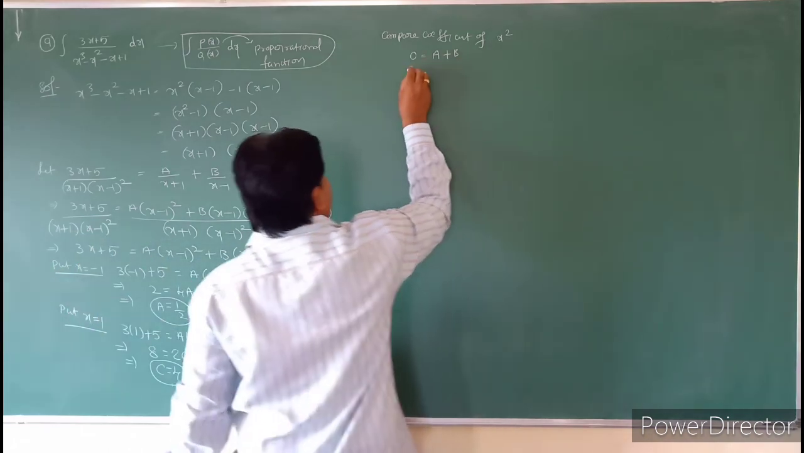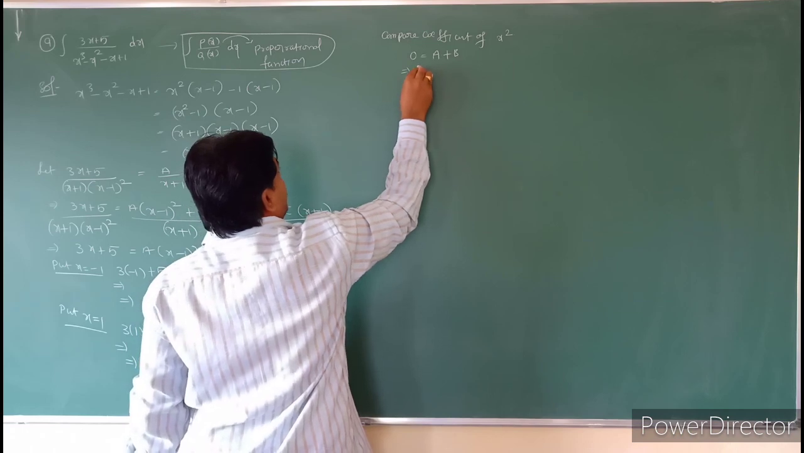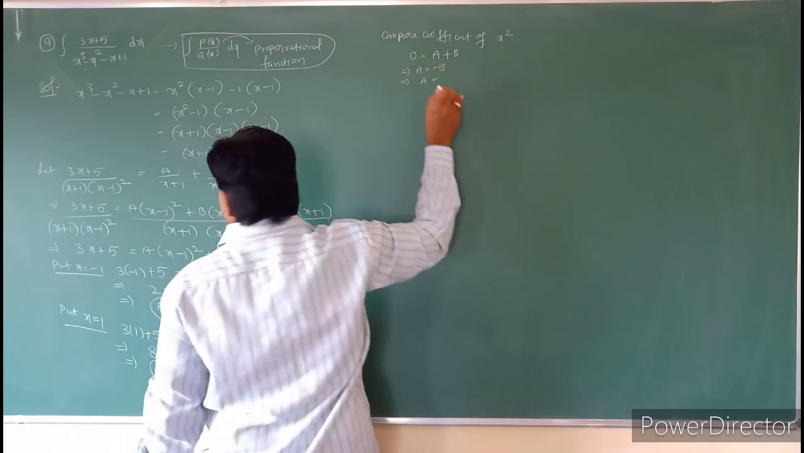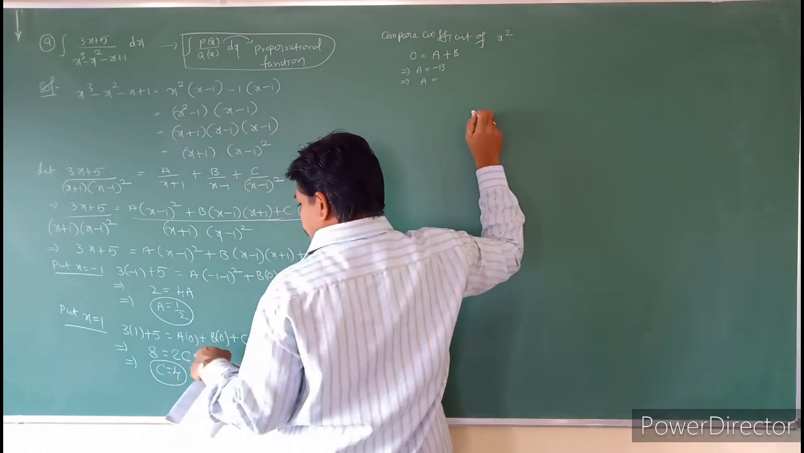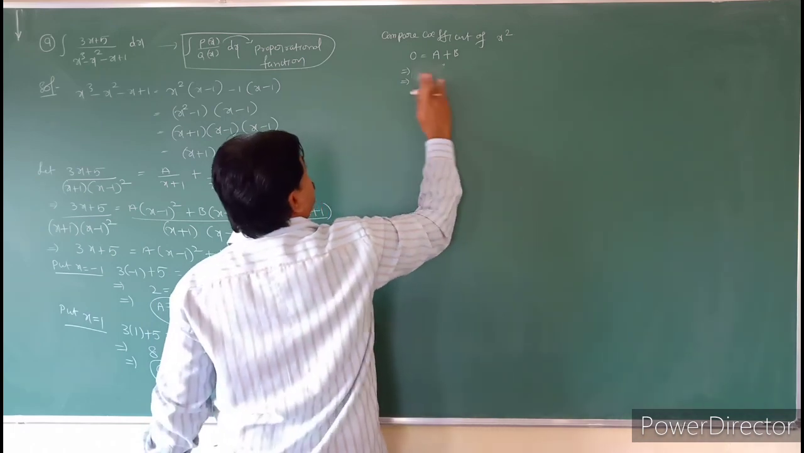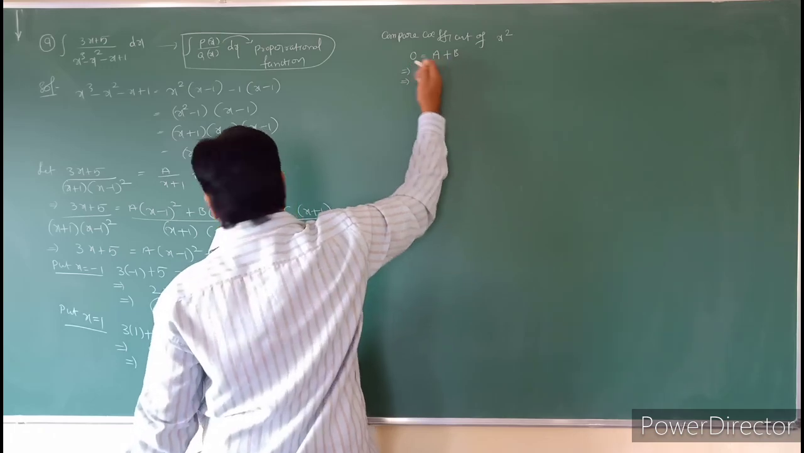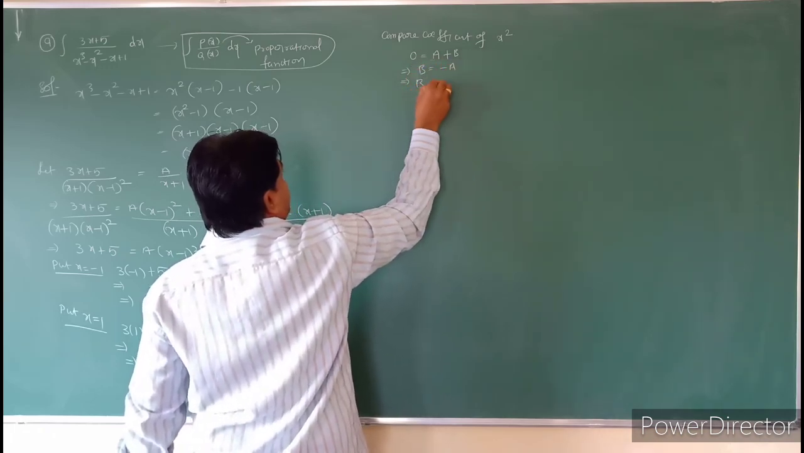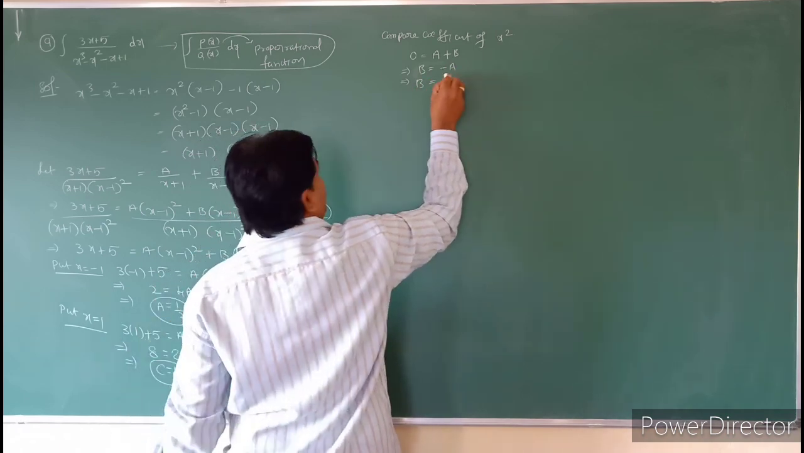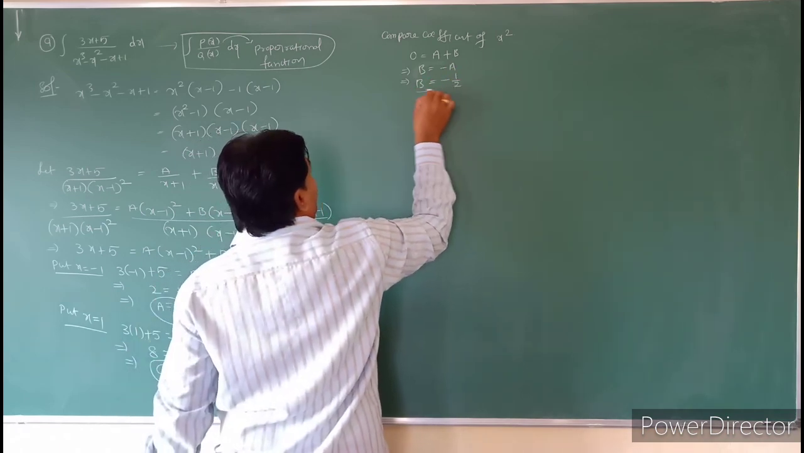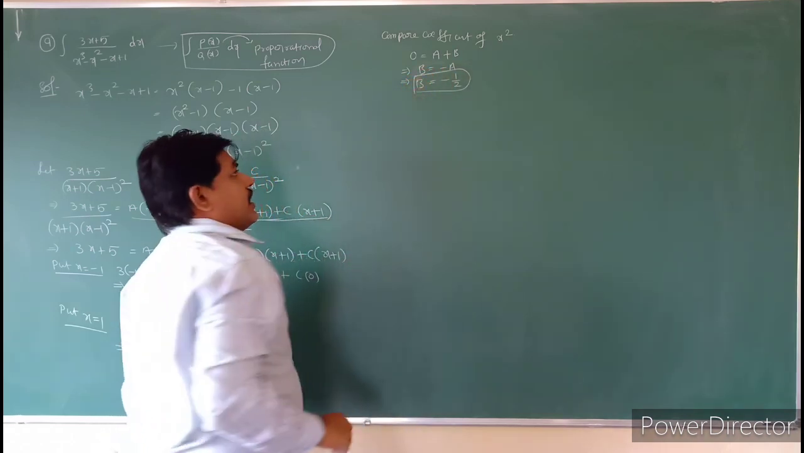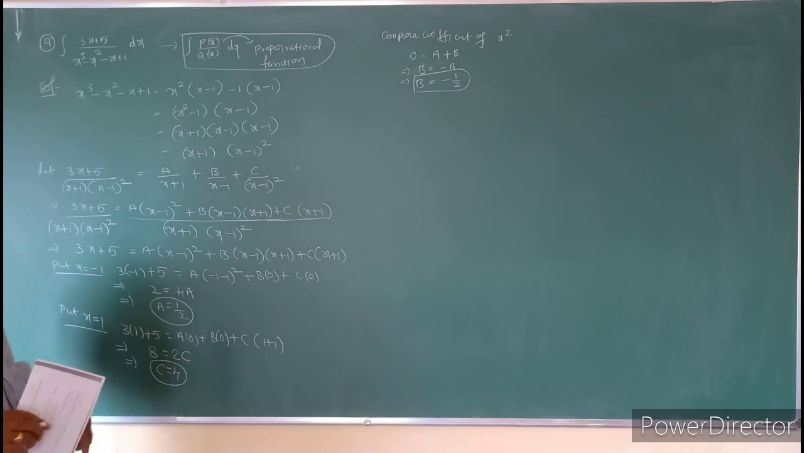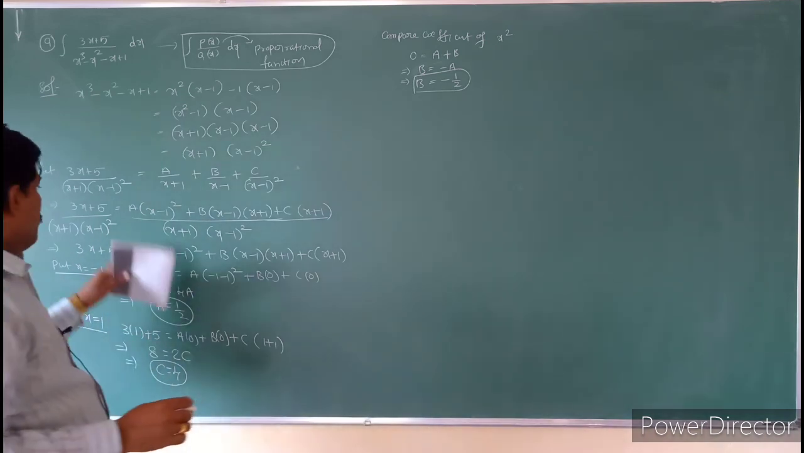So 0 is equal to a plus b, so that implies a is equal to minus b. I already know the a value, so I need the b value actually. b is equal to minus a, so that implies b is equal to, a value is 1 by 2, it will become minus 1 by 2. So a value is 1 by 2, b value is minus 1 by 2 and c value is 4.